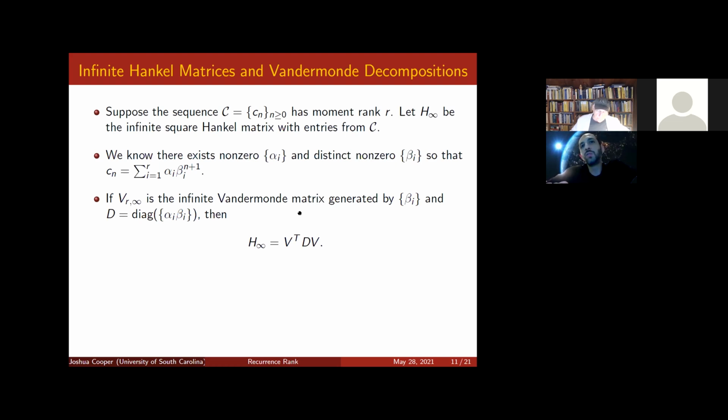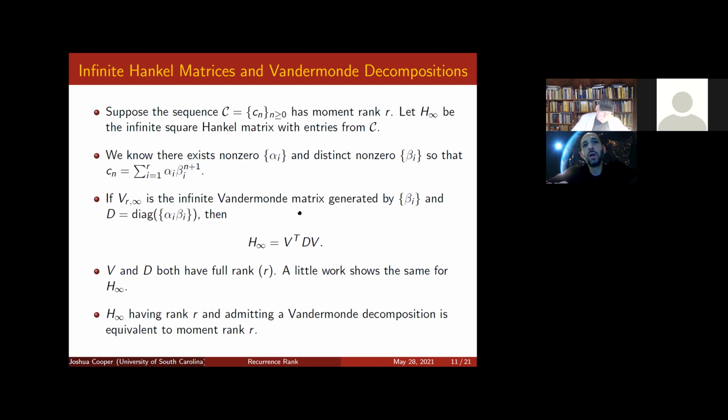Then it's not hard to see that this relation between the c's and the alphas and the betas is just saying that H infinity is V transpose D V, where D is the diagonal matrix whose entries are alpha_i. It turns out, not hard to see, V and D both have full rank, they're rank R, and that implies that H infinity has rank R. So in fact, another equivalent property is that H infinity having rank R and admitting a Vandermonde decomposition in this form is equivalent to having moment rank R.